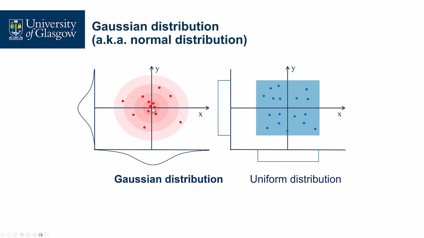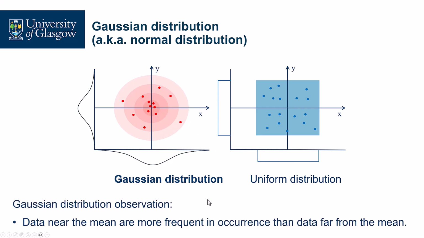If we consider the mean, or the average, to be the 0, 0 point, then using different radii we can draw different circles. In the circle nearest to the average, there are quite a few points, and as the circles become larger, the number of points located there becomes smaller, right? So we can find that in a Gaussian distribution, the data near the mean appear more frequently than the data far from the mean. This is the basic idea of a Gaussian distribution.